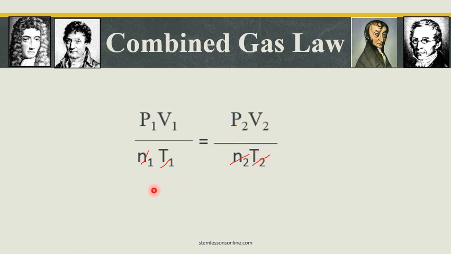For Avogadro's law, we have pressure and temperature constant. So V1 over N1 equals V2 over N2. So that is called the combined gas law. If you can just remember this one, we can actually derive everything separately from this combined gas law.